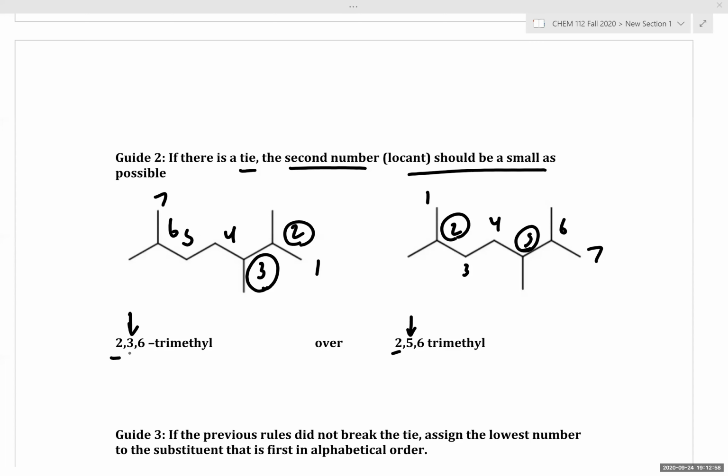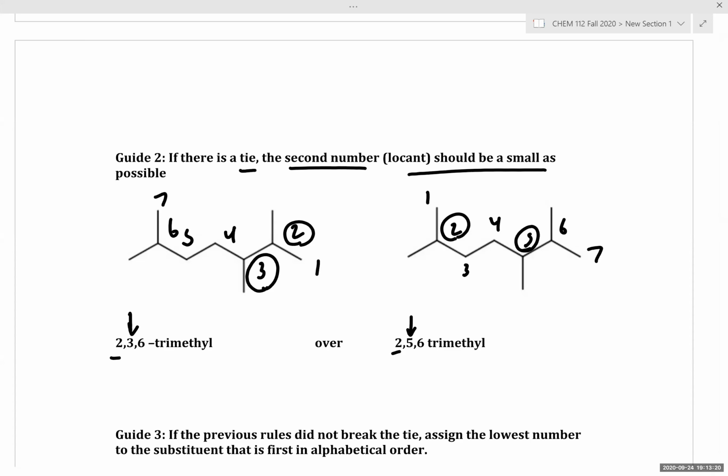So if there is a tie in our first number, we want our second locant number to be as small as possible. So we choose 2,3,6-trimethyl for our locant numbers rather than 2,3,5, because 3 is less than 5. Perfect.